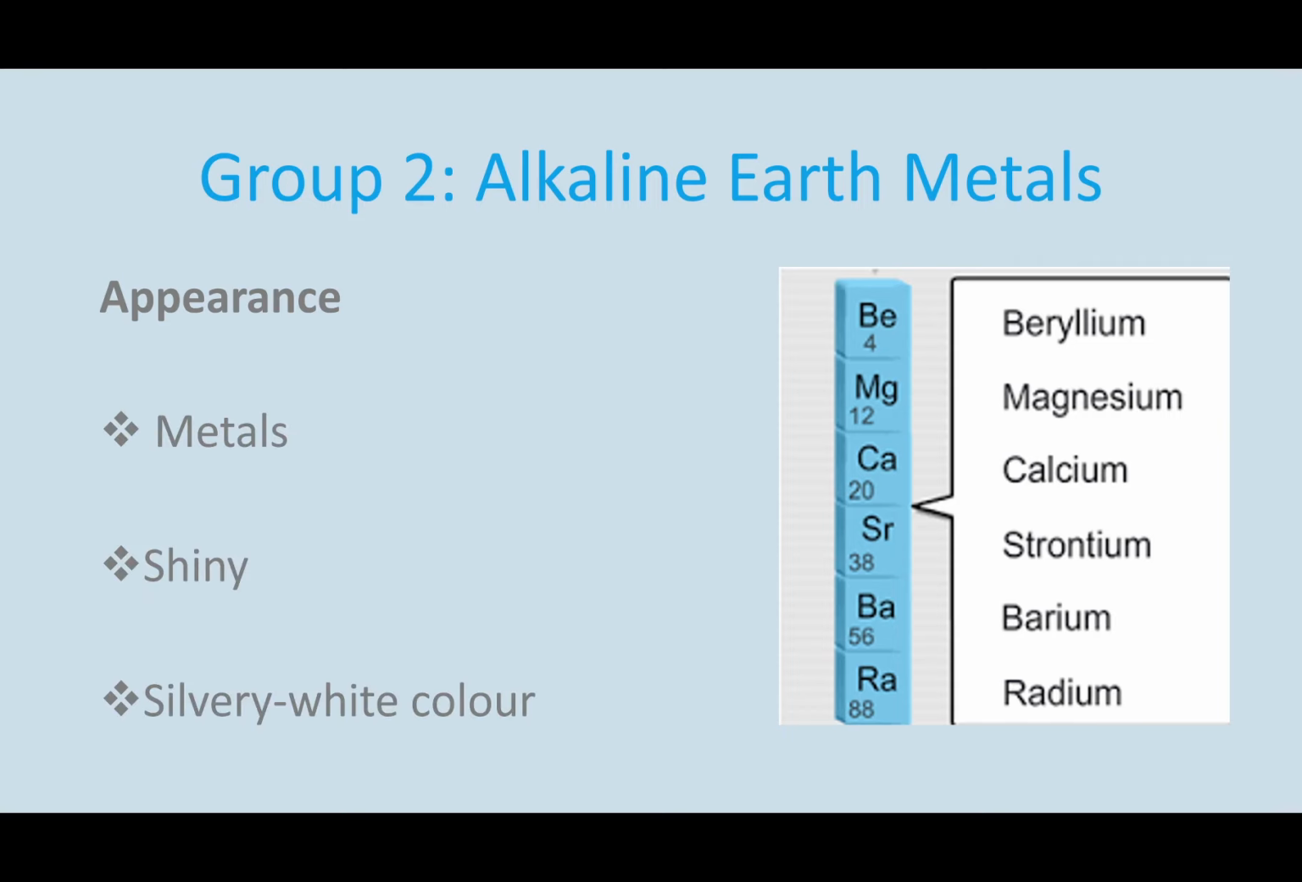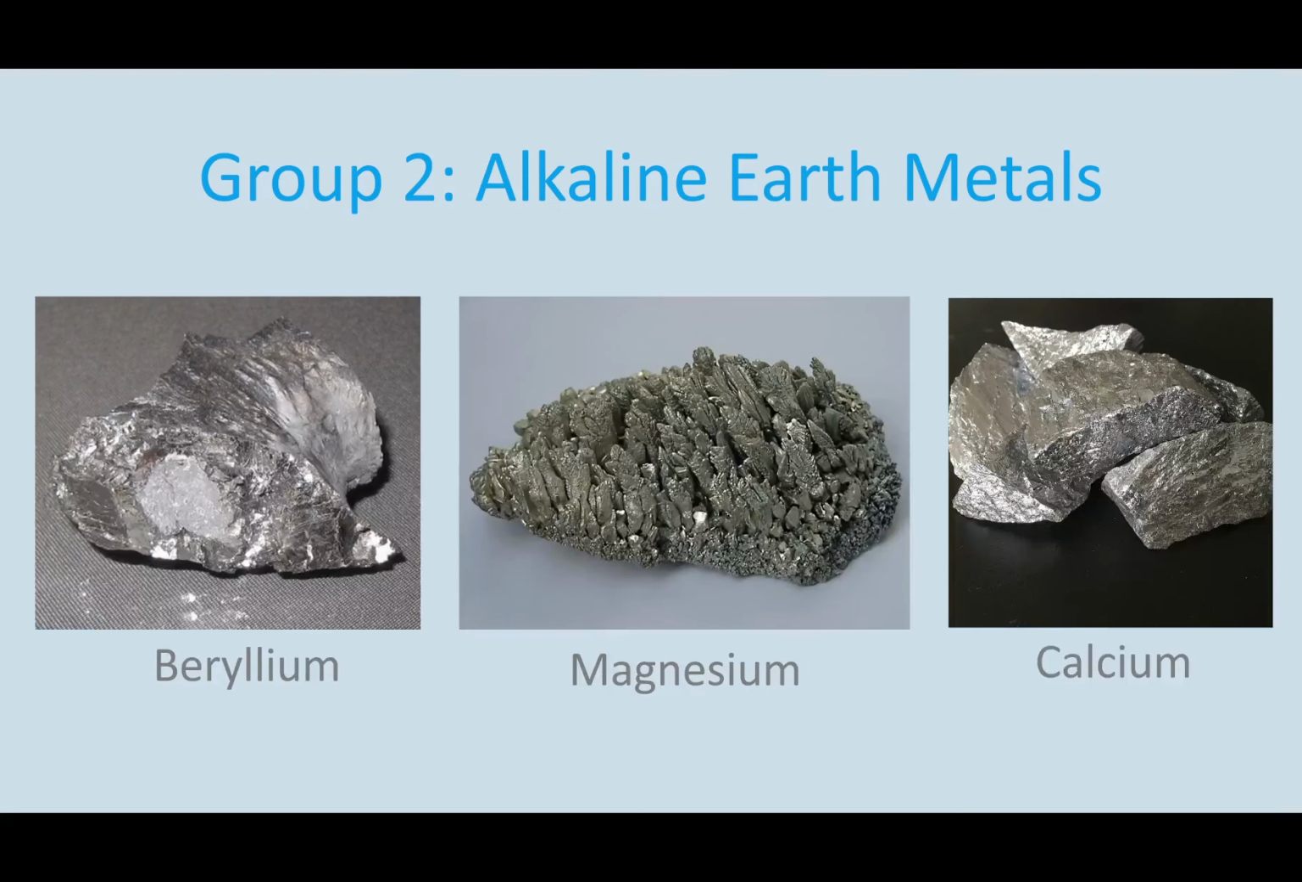In terms of their appearance, the alkaline earth metals are metals, as they go by their name. They are shiny and they're a silvery white color. So these are the 3 main ones that we're looking at. You can see again the metallic appearance. We can see the luster, they are shiny, and you can see a little bit of the silvery white aspect to it.